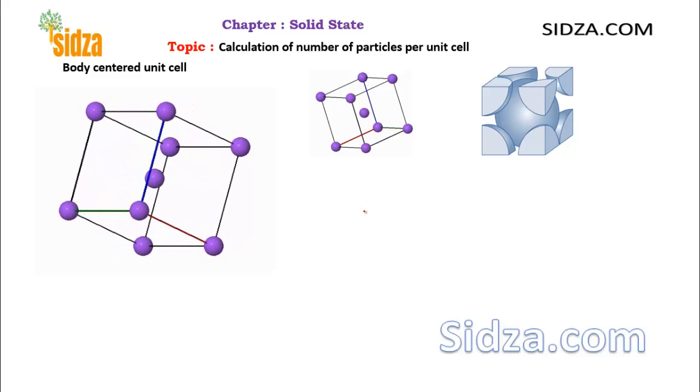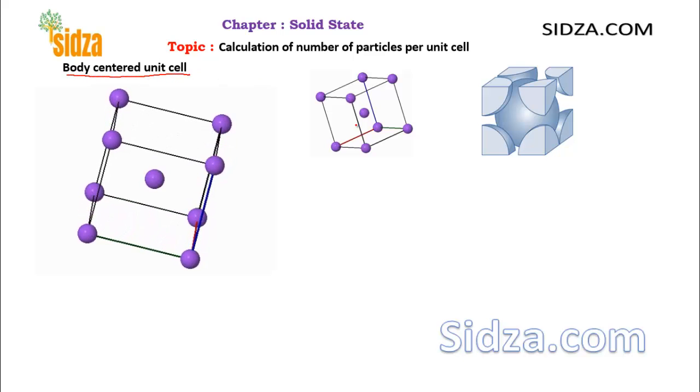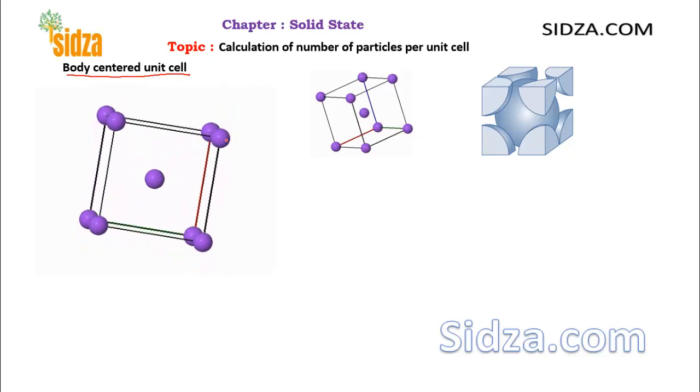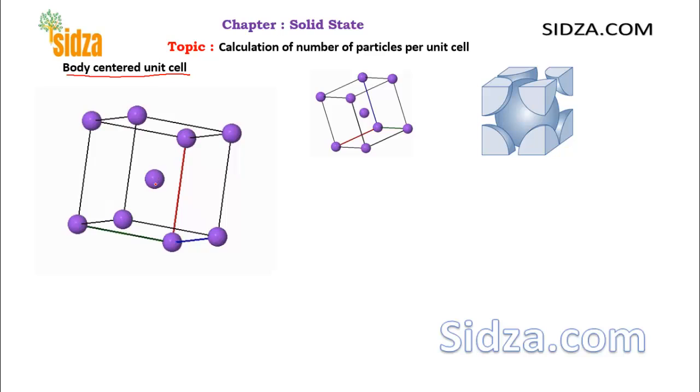Now in this video we will learn about calculating the number of atoms in a body-centered unit cell. A body-centered unit cell, we know, has atoms at the corners. You can see here we have an atom at the 8 corners and we have one more atom inside the unit cell.